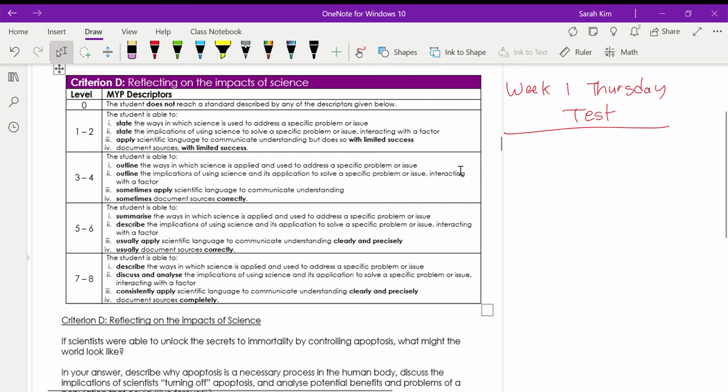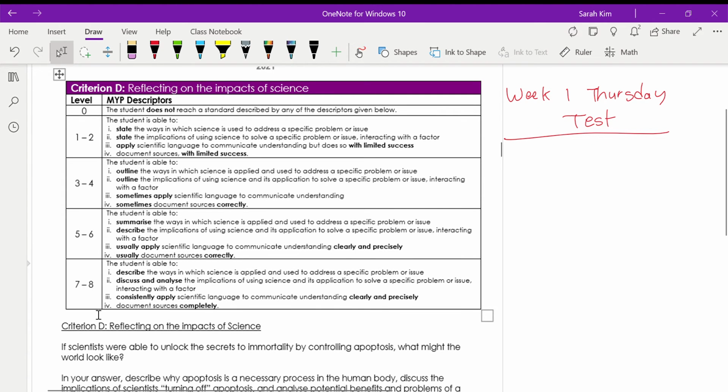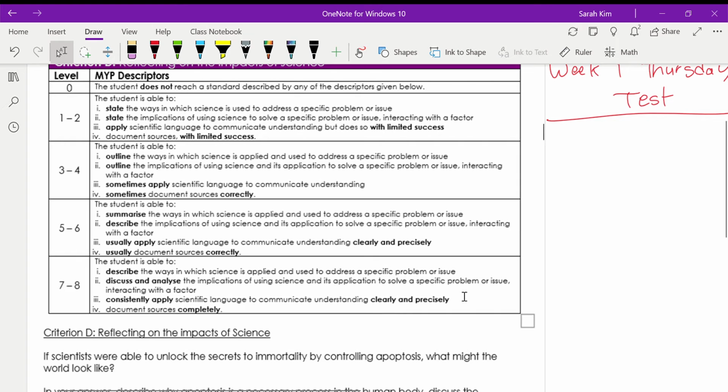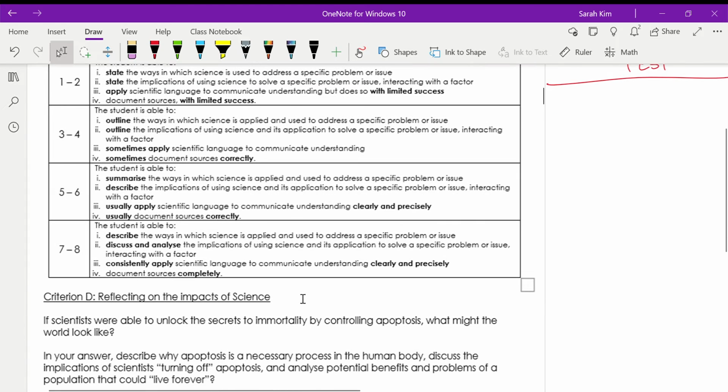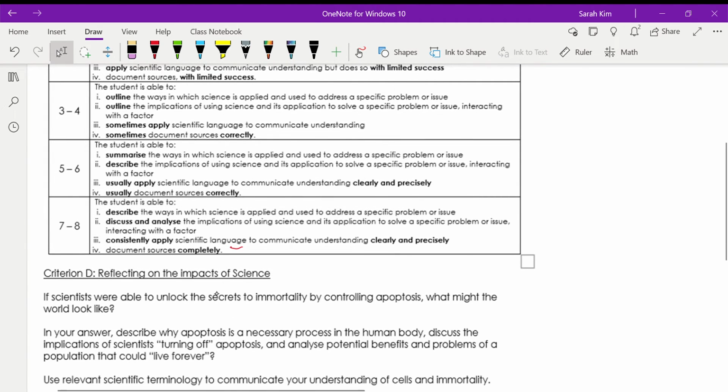So basically what this Criterion D wants to assess you on is reflecting on the impacts of science. So if I jump straight to 7 and 8, you are able to describe the ways in which science is applied and used to address a specific problem or issue, discuss and analyze the implications of using science and its application to solve a specific problem or issue, interacting with a factor. Consistently apply scientific language to communicate understanding clearly and precisely. Document sources completely. Right, so this one specifically means bibliography. So you need to have a reference list of everything you research, so you can hand it up at the end of the test as well.